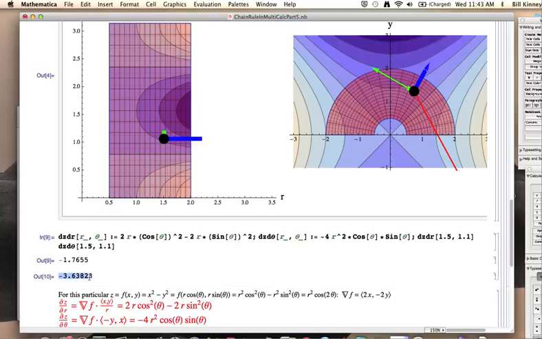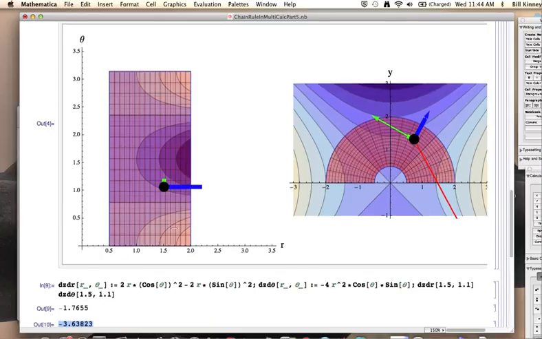So -3. Okay, negative. What do we got here? The dz dr is -1.76, so that's closer to 0 than I was guessing. Maybe the red one is not 4 units long. Maybe the angle between the red and the blue is bigger than I thought it was. And this one I was guessing it was going to be -6. I was pretty far off on that one, but it is negative.